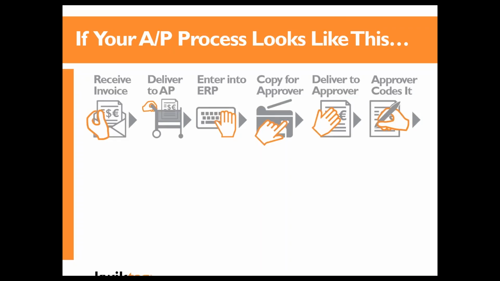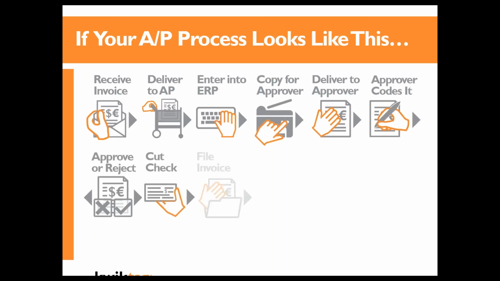Hopefully it gets to you in AP and doesn't get buried on their desk. Sometimes folks will route it out for review and approval manually, or maybe you'll enter it into the ERP first. We've seen both, but either way, then what do you do? You make a copy, right? Somebody who got it made a copy of it and sent it to AP. Now AP gets it, they make a copy again, and they send it back out to the approver. Hopefully it gets delivered to the approver.